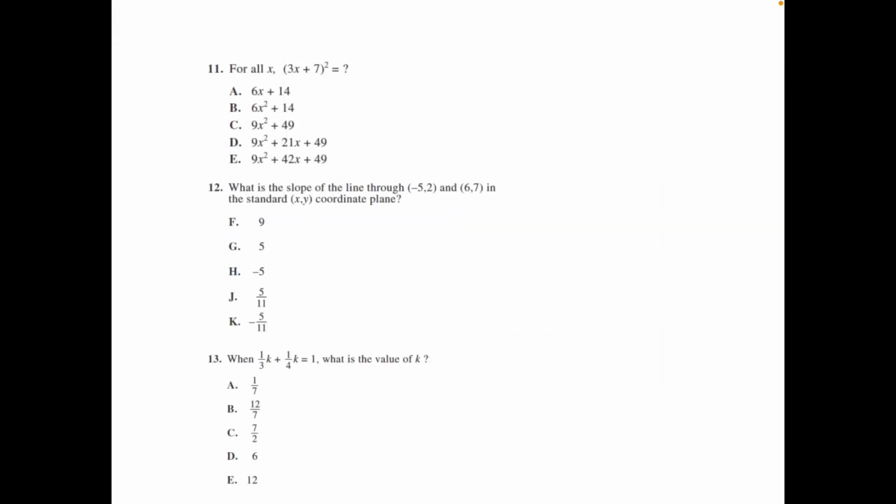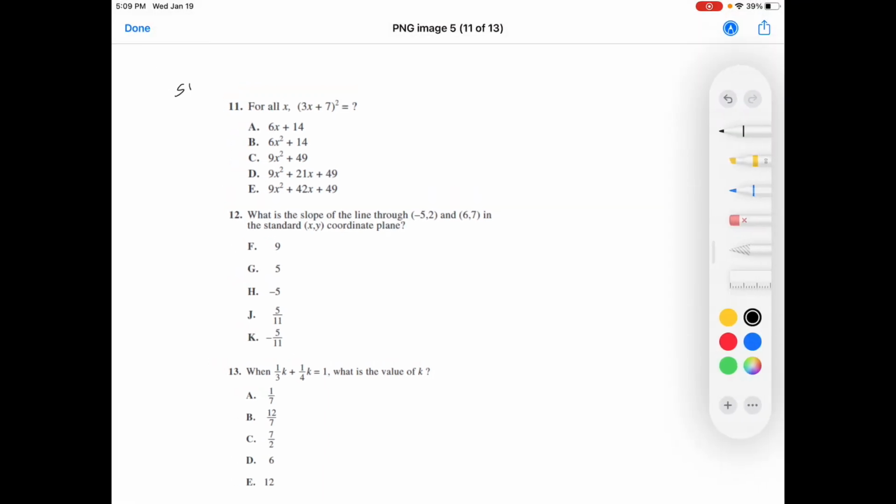All right, number 11 is going to be a simplify expression. And so we need to simplify (3x plus 7) squared. Well, (3x plus 7) squared means that you're multiplying 3x plus 7 times itself. And so you need to multiply two binomials together. What you can do on this, you can either use the FOIL method, or you can do a 2x2 box. And so you have 2 terms times 2 terms.